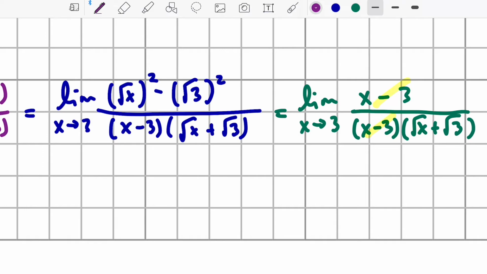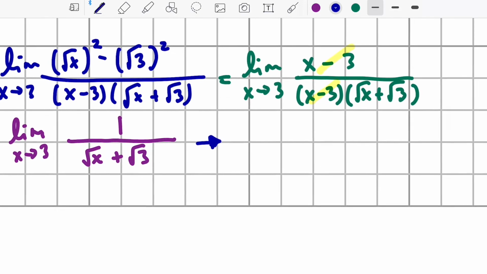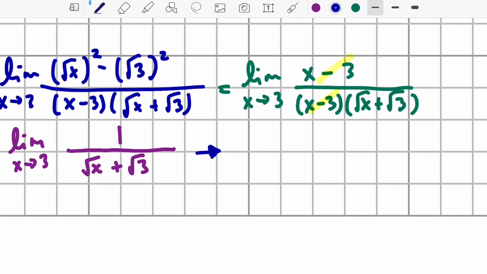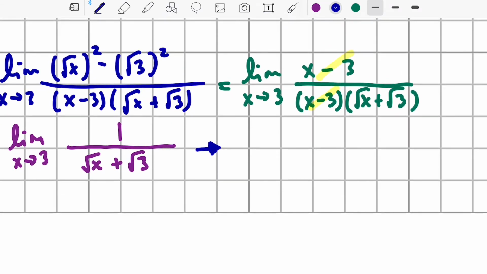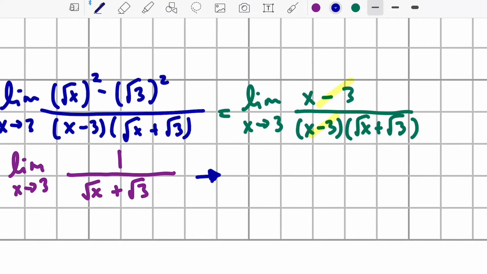Ran out of space. Let's see. Limit as x approaches 3. Numerator, we're left with a 1. Denominator, we're left with square root of x plus square root of 3. Now we will evaluate. Now remember, to evaluate, I do not need the limit sign anymore. So we have 1 over square root of 3 plus the square root of 3. And my final answer is going to be 1 over 2 square root of 3.